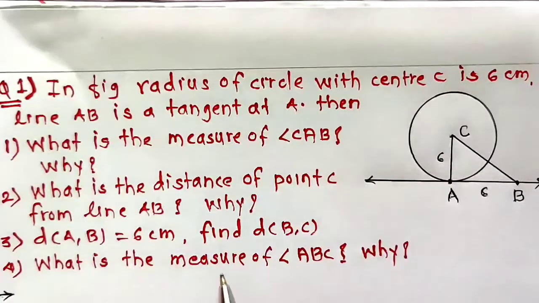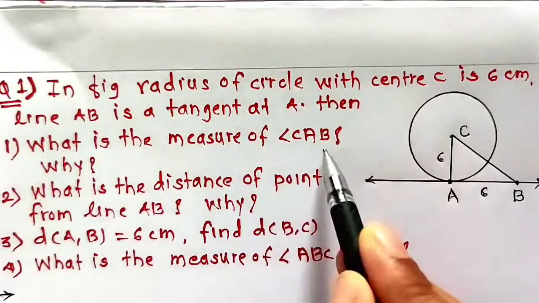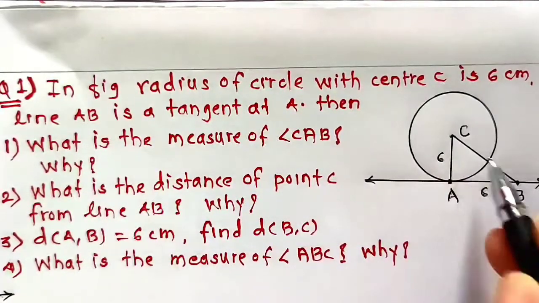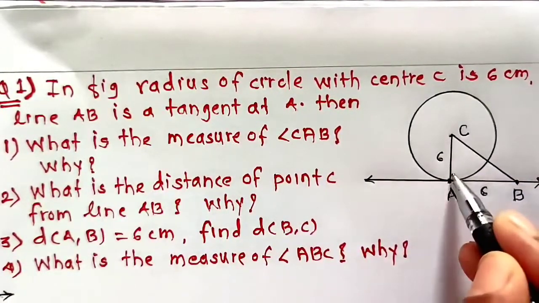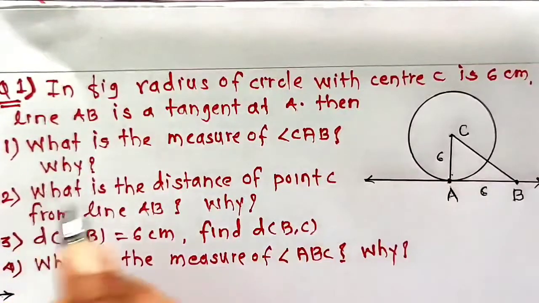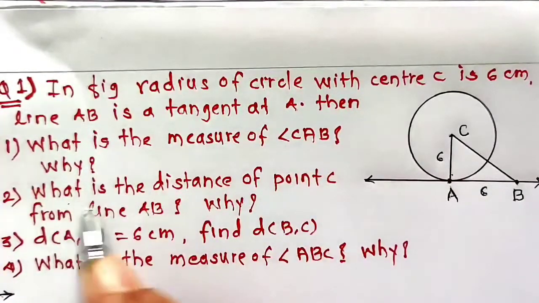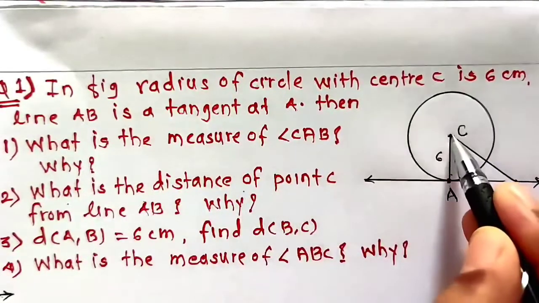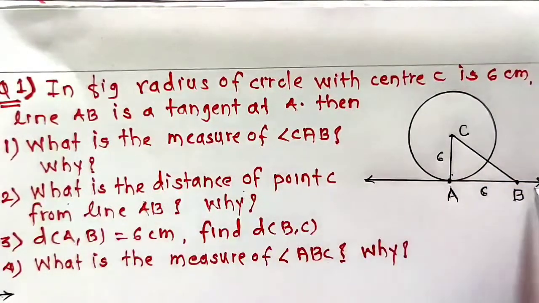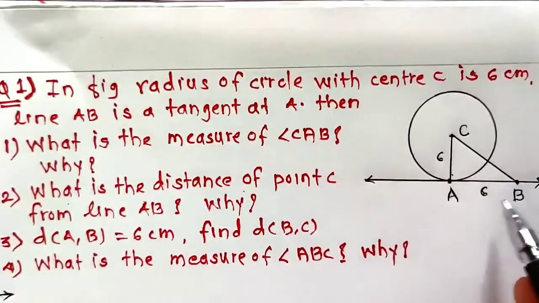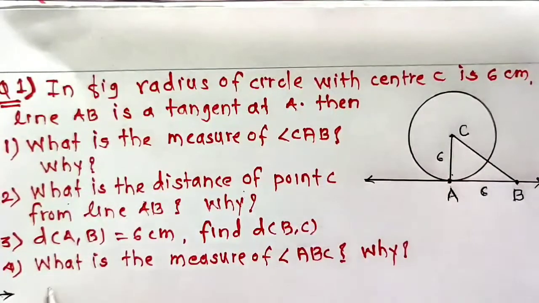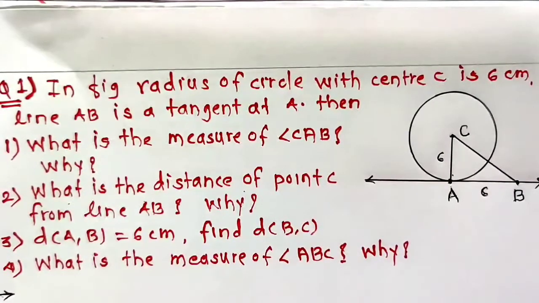What do we have to find? What is the measure of angle CAB, this angle? And what is the reason? Why means we have to write the reason. Second question: what is the distance of point C from line AB, and why? Given AB is equal to 6, then find BC. And what is the measure of angle ABC, and why? So let us see one by one.